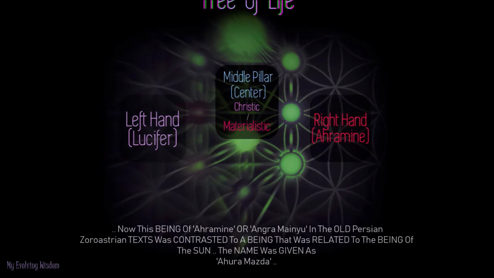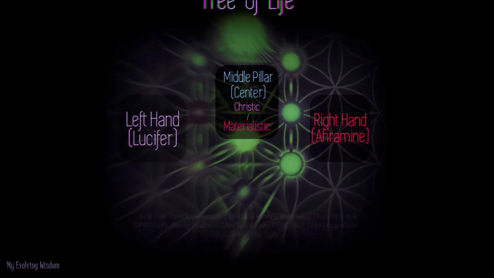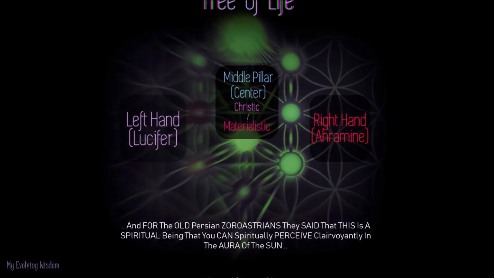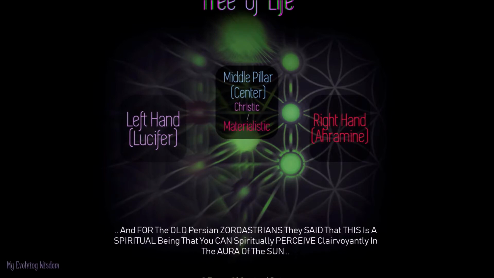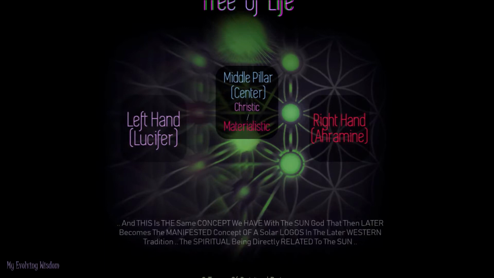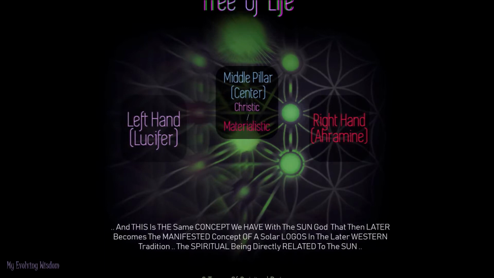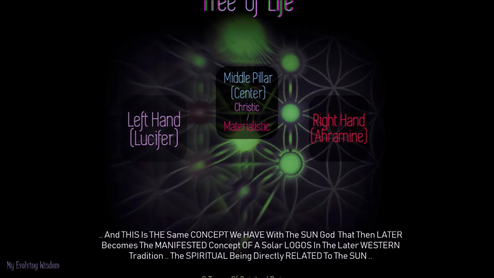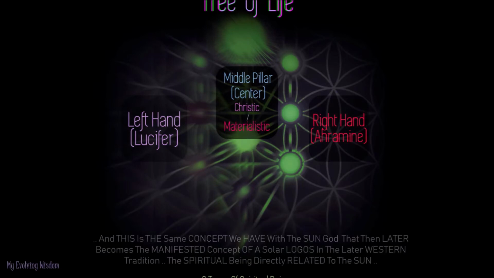The name was given as Ahura Mazda. And for the old Persian Zoroastrians, they said that this is a spiritual being that you can spiritually perceive clairvoyantly in the aura of the sun. And this is the same concept we have of the sun god that then later becomes the manifested concept of the solar logos in the later Western tradition. The spiritual being directly related to the sun.